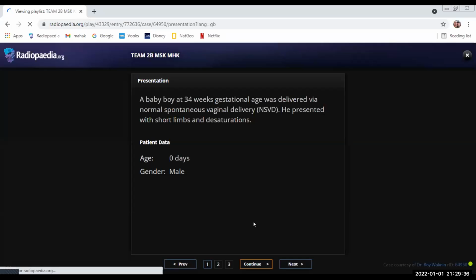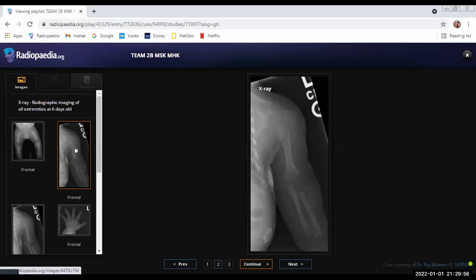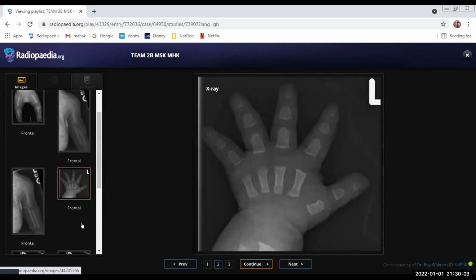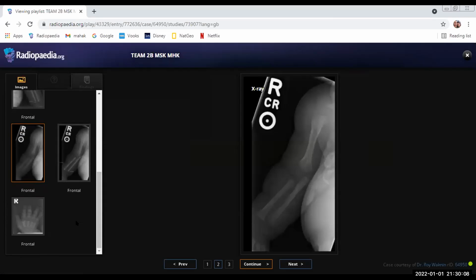Okay, so this is a 34 weeks gestational age child, delivered normally, short limbs and desaturation, newborn. This is a premature child. And there is a survey. Okay. So I've been provided with multiple images: the bilateral lower limb, the upper limb, and the hands.